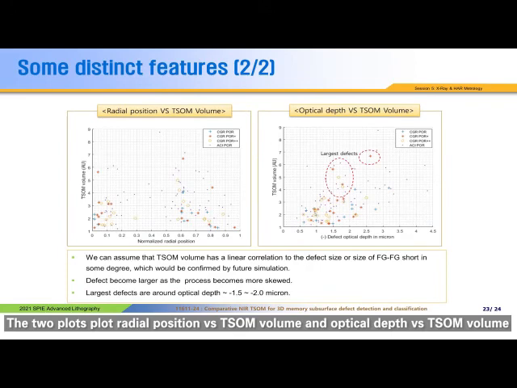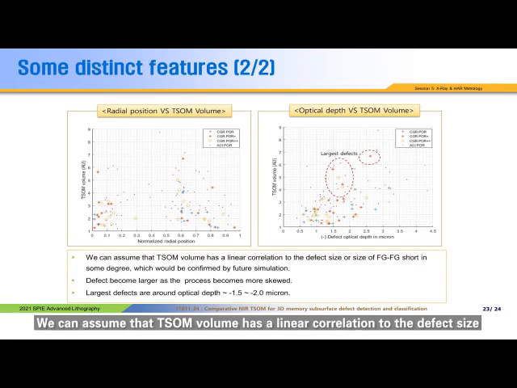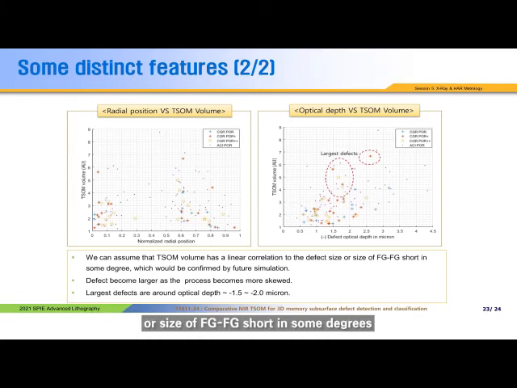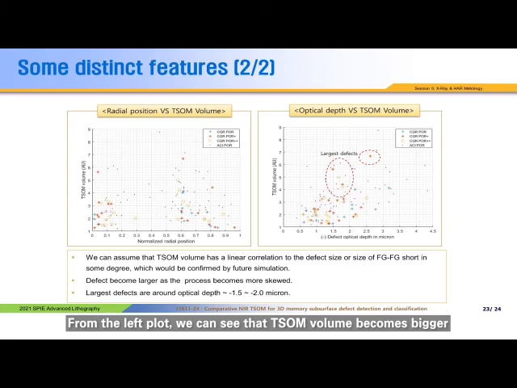The two plots plot radial position versus T-sum volume and optical depth versus T-sum volume. We can assume that T-sum volume has a linear correlation to the defect size or size of FG short to some degree, which would be confirmed by future simulation. From the left plot, we can see that T-sum volume becomes bigger as the process becomes more squid, and the largest defects are around minus 1.5 to minus 2 micron area.